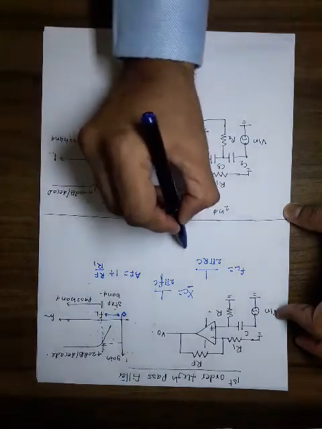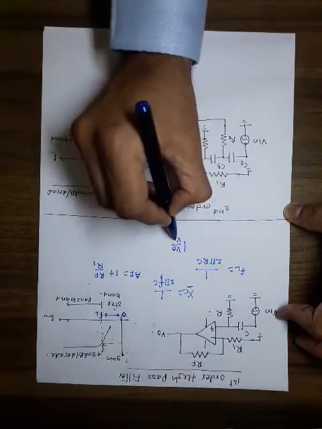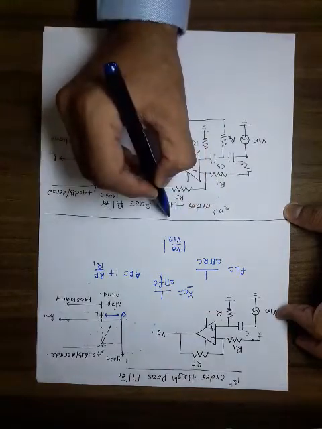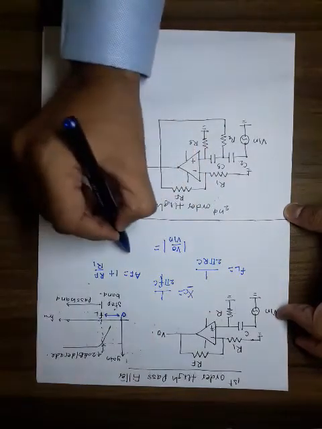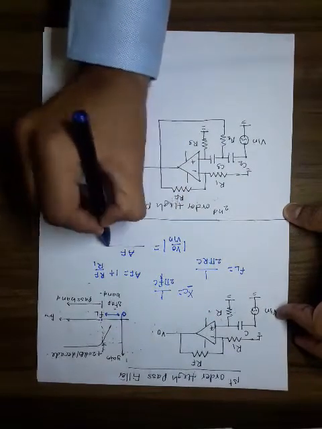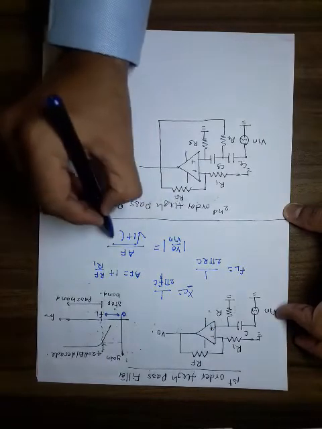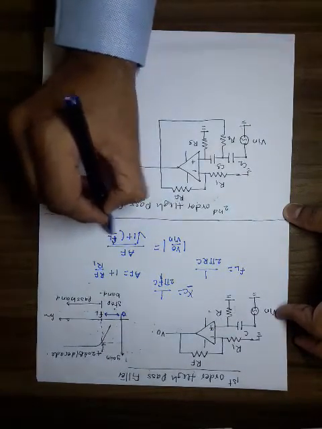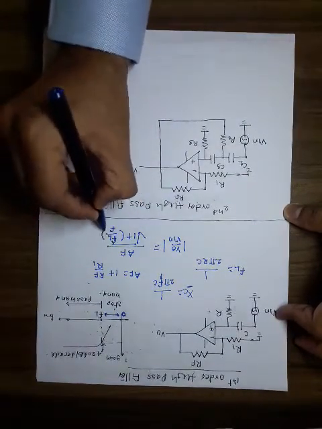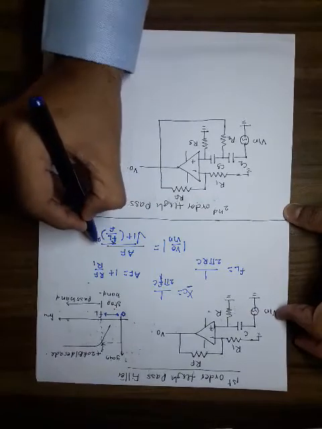And the ratio V0 upon Vin, that is the voltage gain magnitude, equals passband gain AF upon under root of 1 plus bracket FL, this is the lower cutoff frequency, upon F, frequency of input signal, bracket square.